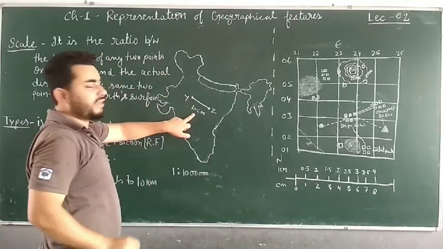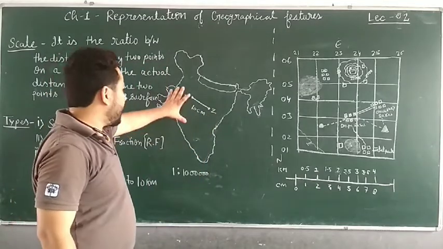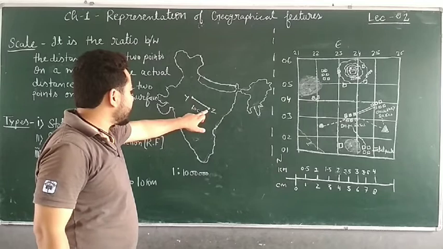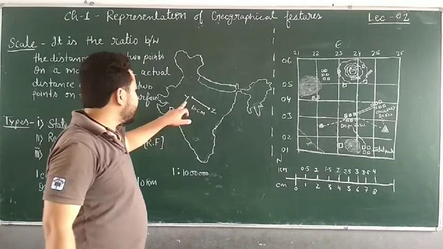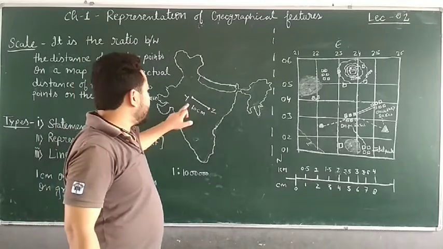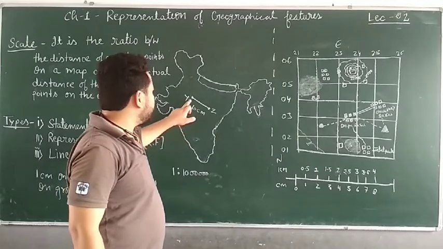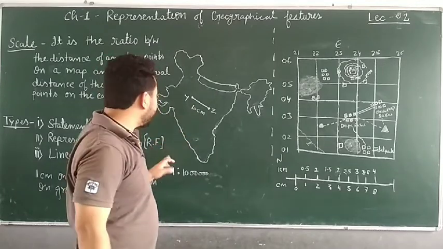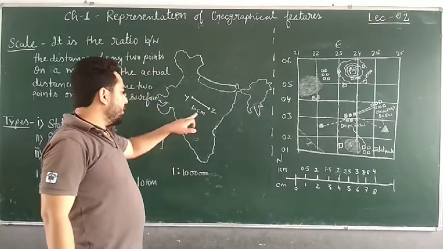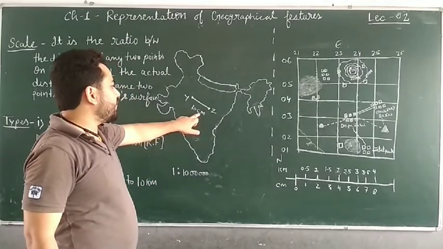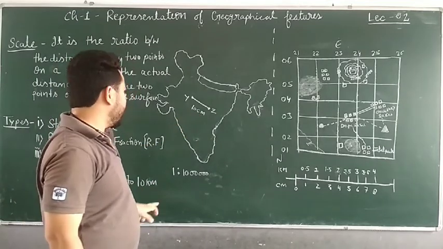How much is it coming? 10 centimeter, right? So one map is here and there are two places Y and Z, and the distance between Y and Z is 10 centimeter. Now which unit have we taken? We have taken centimeter, right?